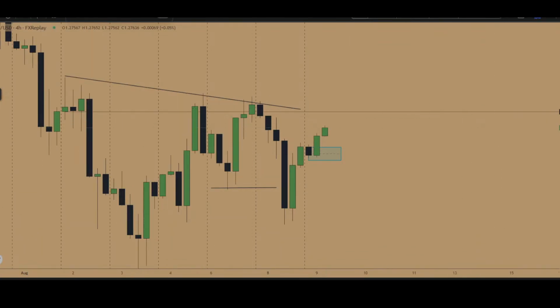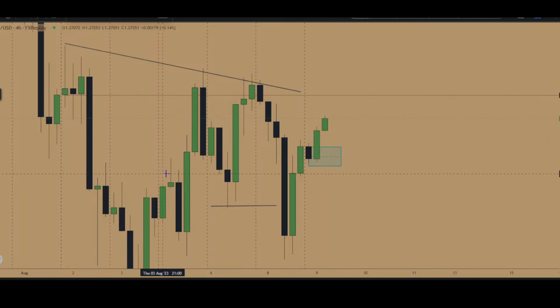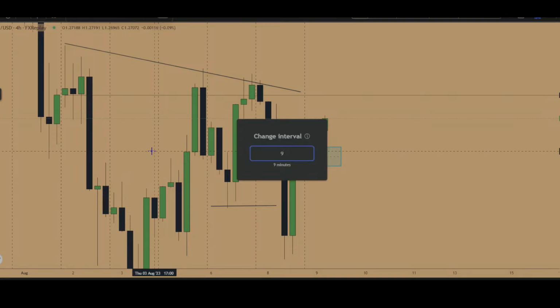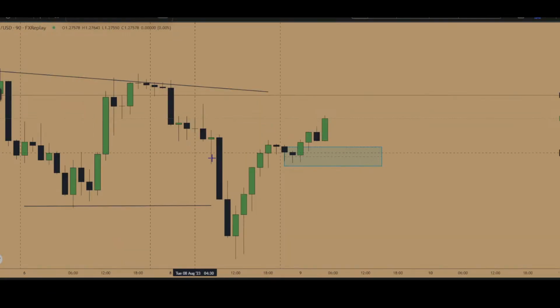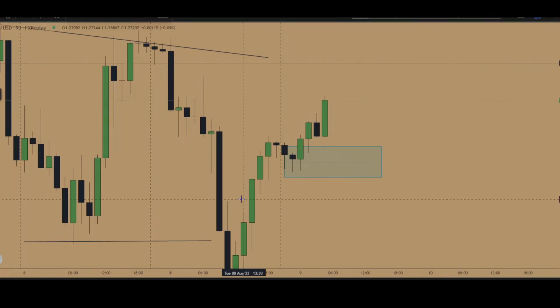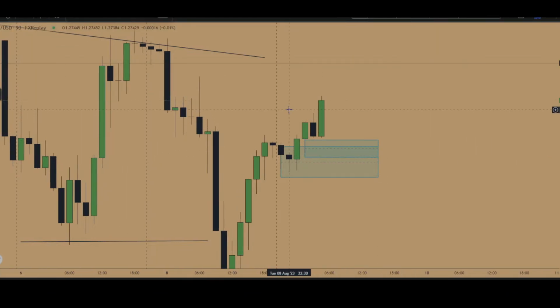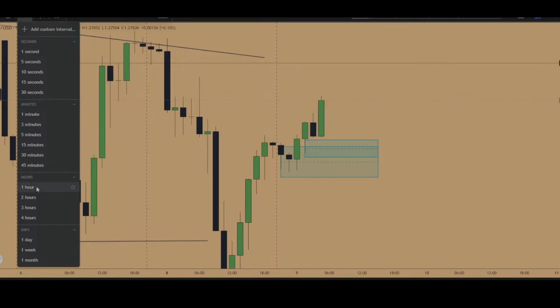For our 90, we have breakaway gaps. We have another rejection from here.